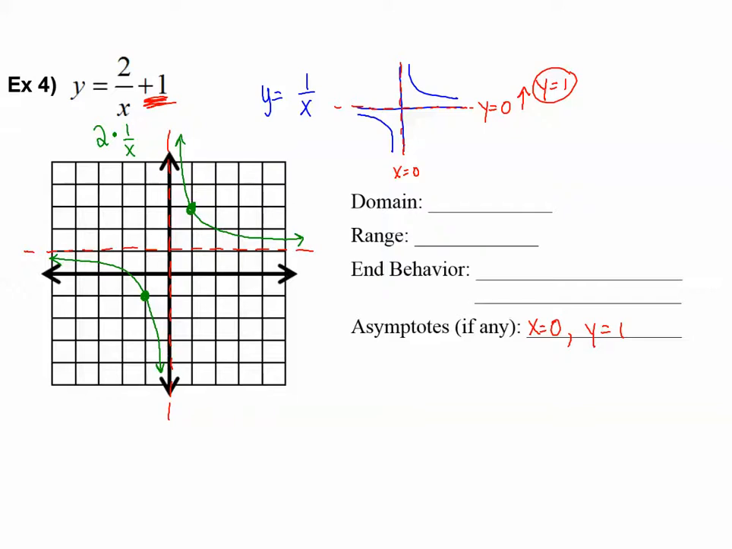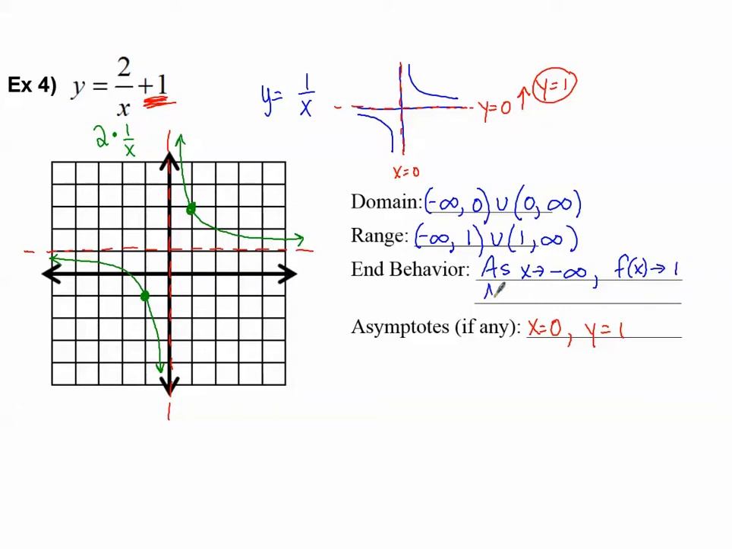Domain and range. Looking to the left, the function goes to the left forever, and it approaches 0 and never hits it. So we break up the domain at 0. The range, the function goes down forever, but similarly to the domain, doesn't quite get to 1 and never reaches 1. The end behavior, as x goes to negative infinity, the function is getting closer to 1. Looking to the right, as x goes to positive infinity, the function is also approaching 1.